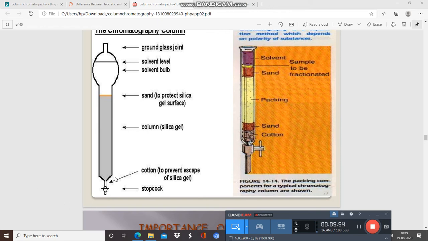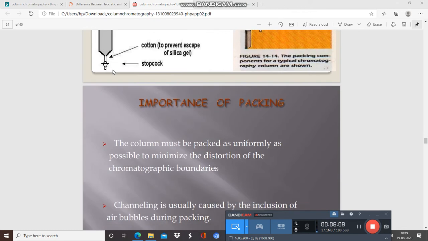Again, see here, this is the cotton plug, this is the column, and you can see silica gel. The sand layer protects the silica gel surface to ensure uniform packing and uniform separation. And here, this is the solvent level, that is your mobile phase.